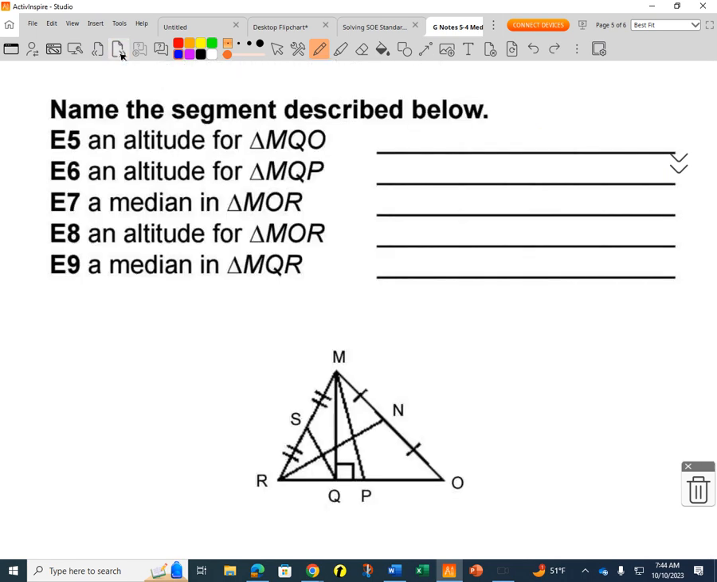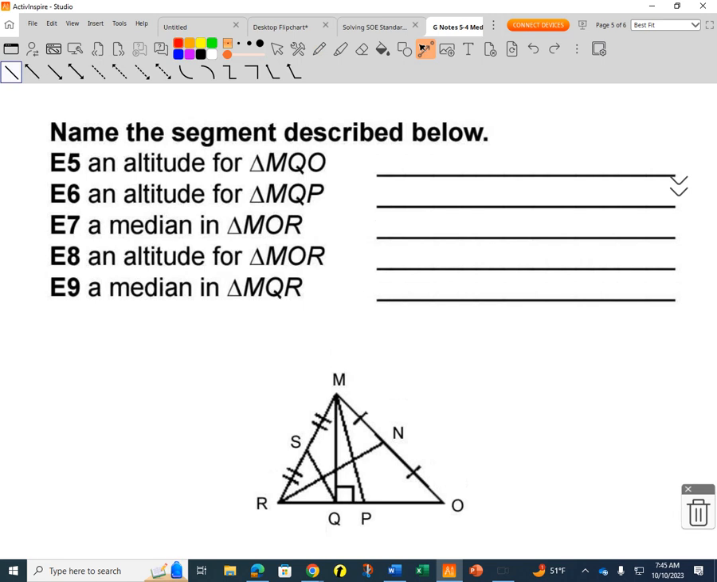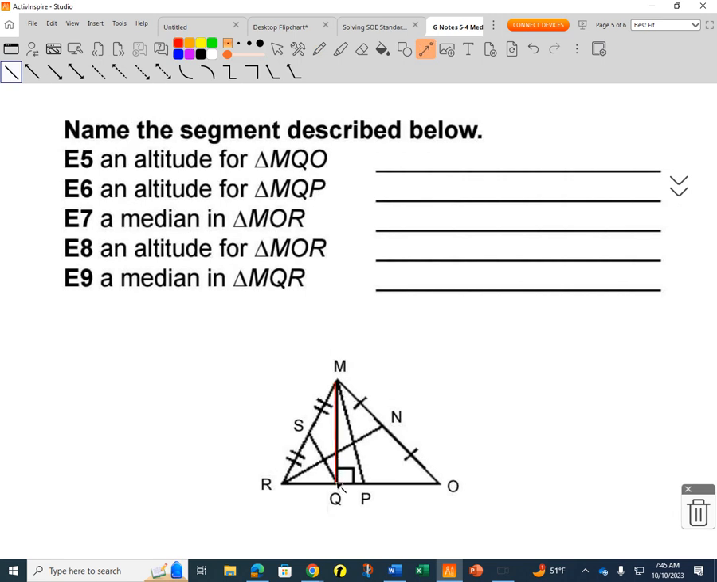And name the segment described below. So an altitude is perpendicular, from a vertex and perpendicular to another side. So right now we're talking about triangle MQO. So M to Q to O. So we're talking about this triangle here. An altitude has to come from a vertex and be perpendicular to the opposite side. So in this case, the altitude is going to be one leg of the triangle, like we mentioned.